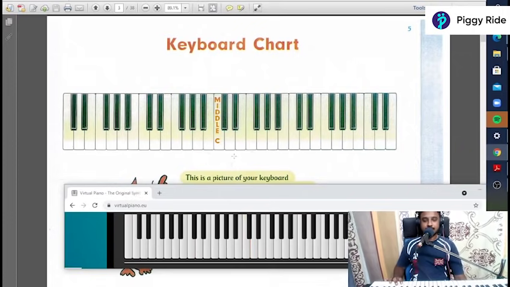So C will always come to the left of the two black keys. So now what we can do is play all the C's on our keyboard. Yes. So the middle C will be the third C in our keyboard.